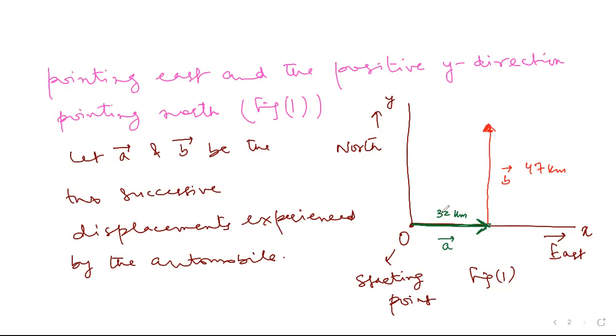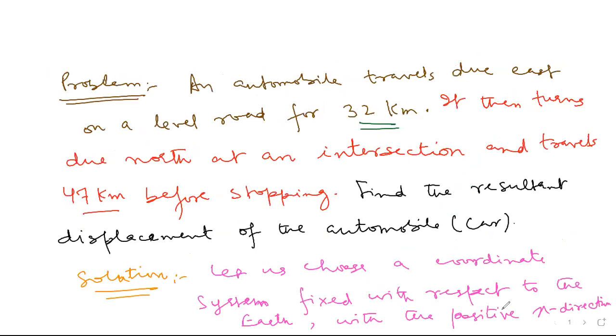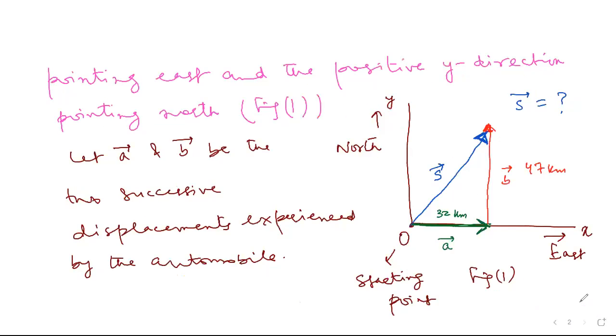So what is my resultant displacement? You can see from triangle law easily my final displacement is from the tail of A to the tip of B, that is this vector, is my final displacement. So I name it S vector, sum vector. So I have to find now S. That is my problem. Find the resultant displacement.